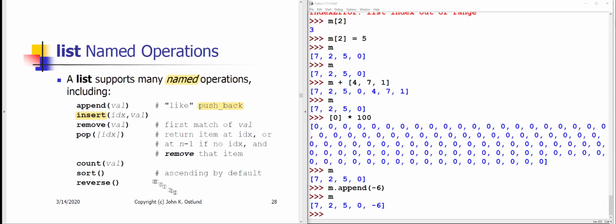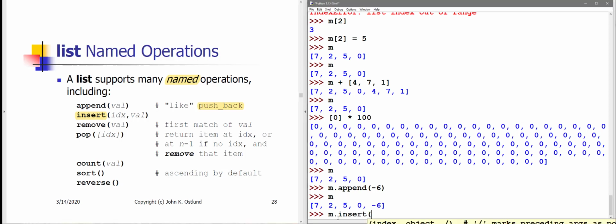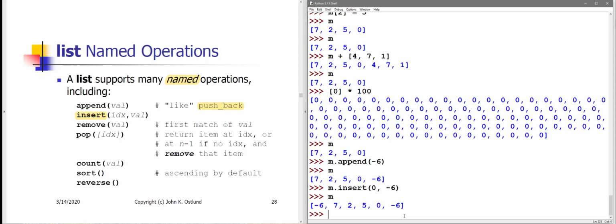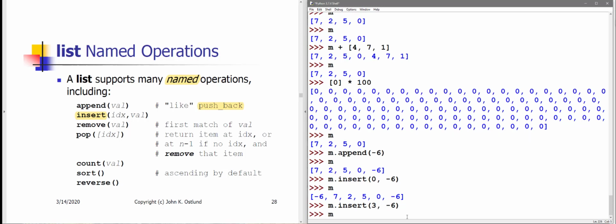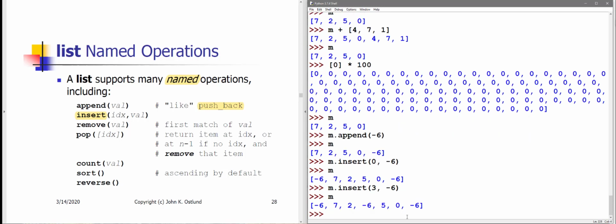Insert, on the other hand, allows you to insert a value ahead of some arbitrary valid index within the list. So if I were to say m.insert(0, -6), now, index 0 is the index of the 7. So m.insert ahead of item 0 minus 6 is going to put a minus 6 at the front of the list. All right, even if I say m.insert(3, -6), well, let's see, where is m sub 3? 0, 1, 2, 3. So m sub 3 is the 5. And I'm going to insert a minus 6 ahead of that 5. All right, so now my list has 7 items in it, following an append and 2 inserts.